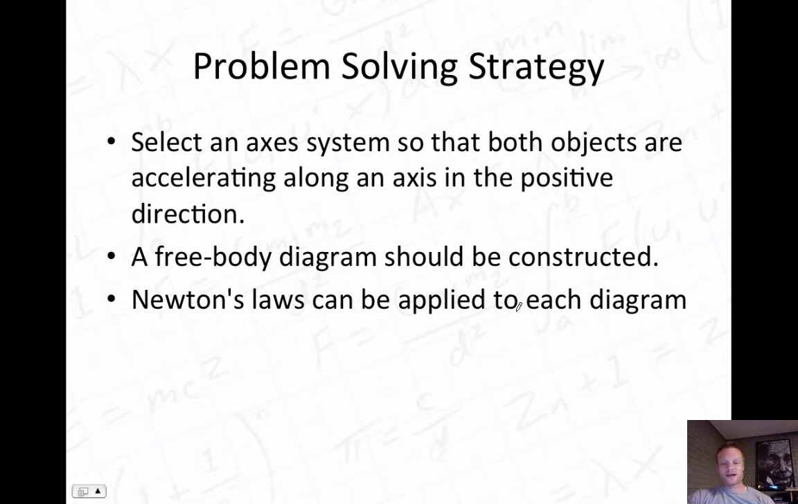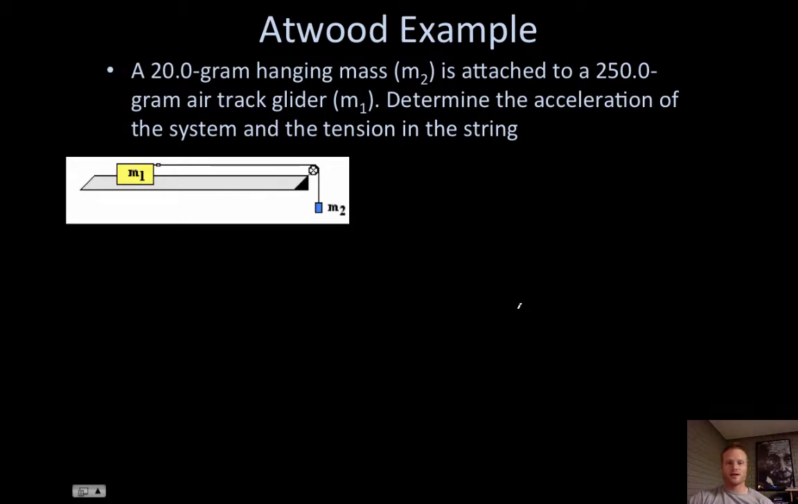Good free body diagrams should be constructed. Make sure you're labeling all your forces, what's going on. That's key. And then you can use Newton's law to set up a system of equations to calculate acceleration and the force of tension in the rope, which is typically what they're looking for. So let's do some example problems and you can see what I'm talking about.